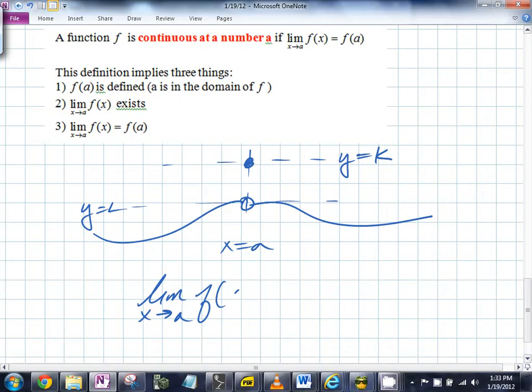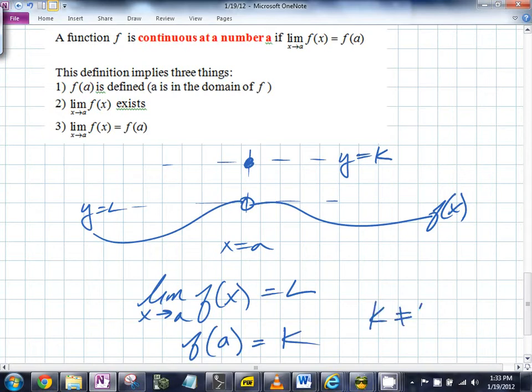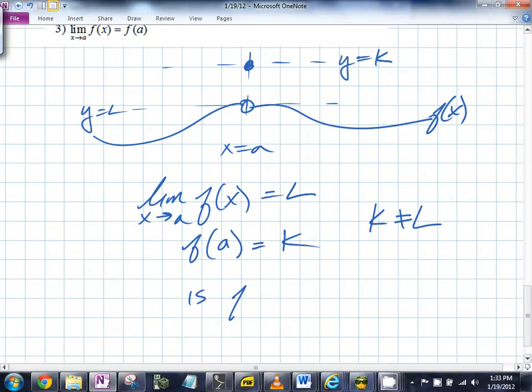So is f of x continuous at x equals a? No, it's not. If we move that point down and we filled in this dot, would it be continuous? Yes, but it's not. We okay with that?